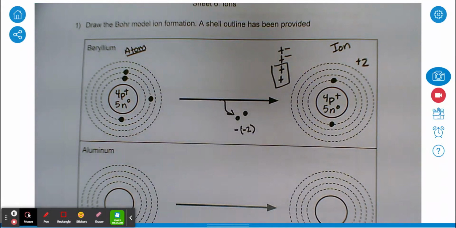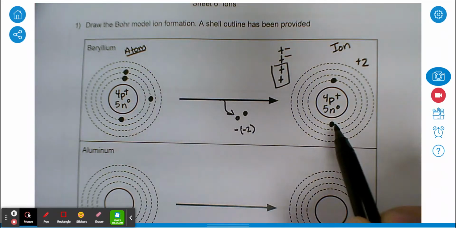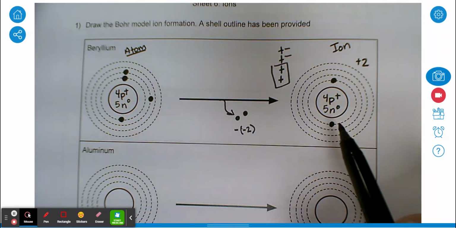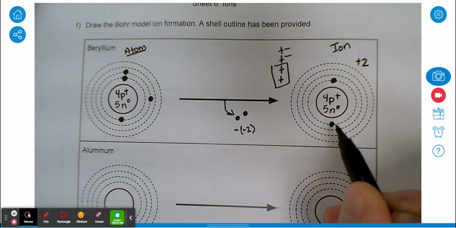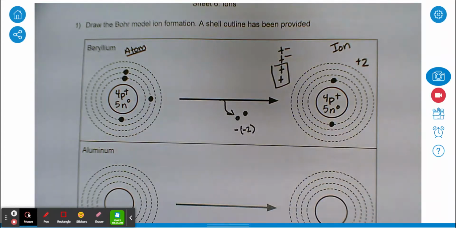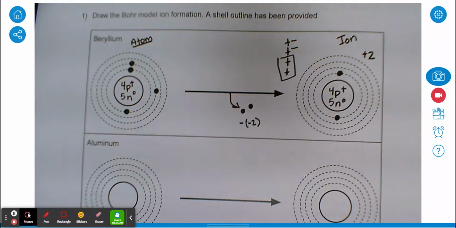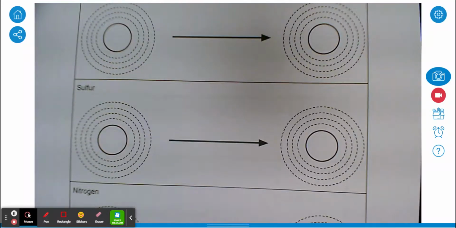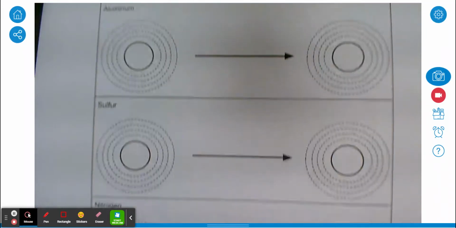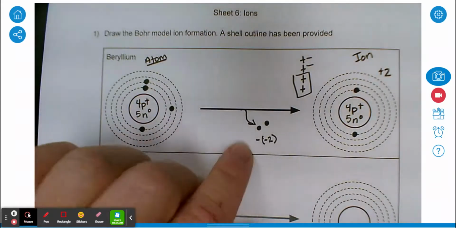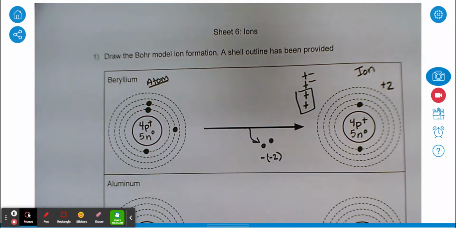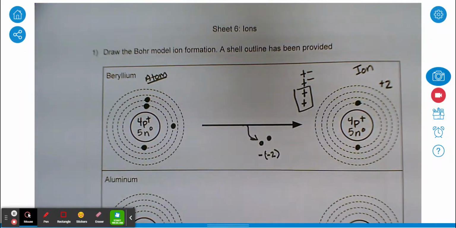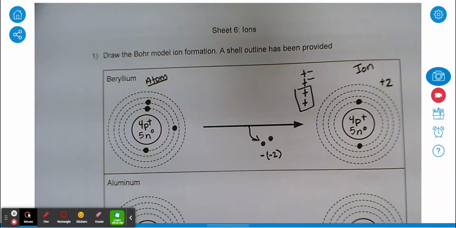Now, this is a good time to remember an octet is usually 8 electrons, but this first shell is filled with only 2. So even though we're not at 8, we still are meeting the full shell rule because that first shell is so tiny. The other 3 look exactly like that first example. Draw the standard atom, draw the change, and then draw the final product and include that charge. Okay, if you want to pause the video and complete those other 3, you can go ahead and do that.